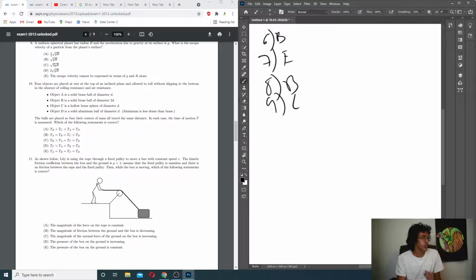Okay, 4 objects are placed at rest at the top of an inclined plane and allowed to roll without slipping to the bottom in absence of rolling resistance and air resistance, okay? Object A is a solid brass ball, alright. Solid diameter D, so the way I remember it is solid has more stuff closer to the center, so it should have a smaller moment of inertia, so 2/5 mr squared.